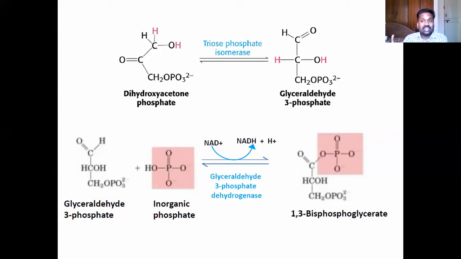Okay, so there is the ETC in the cell. If the NADH is oxidized by the ETC, 3 ATPs are produced. So this reaction has the potential to give you 3 ATPs. Of course, not directly, but indirectly, by the oxidation of NADH.